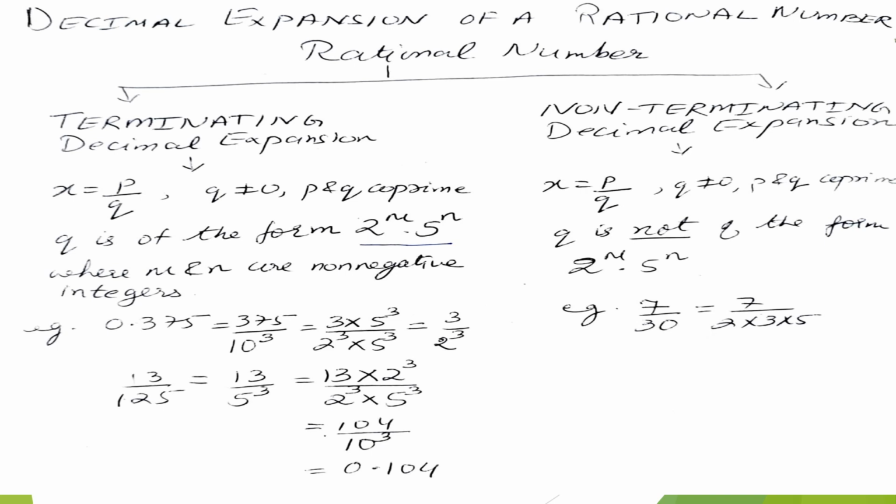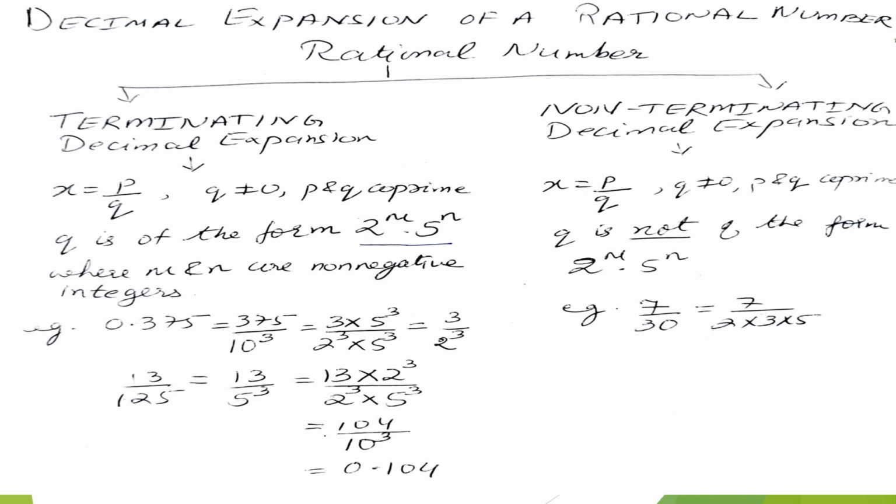We know that a rational number can either have a terminating decimal expansion or a non-terminating decimal expansion. Now, if it has a terminating decimal expansion, it can be written in the form x = p upon q, q not equal to 0, p and q are co-prime, where q is of the form 2 raised to m into 5 raised to n, where m and n are non-negative integers.